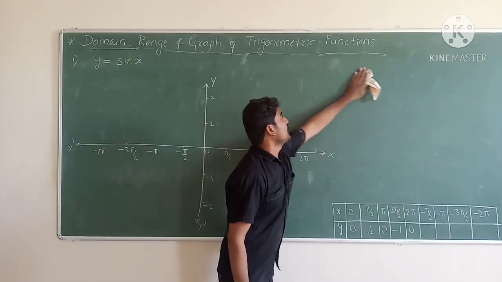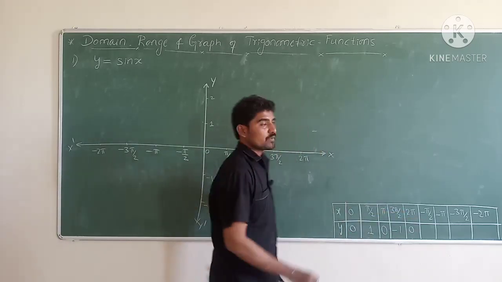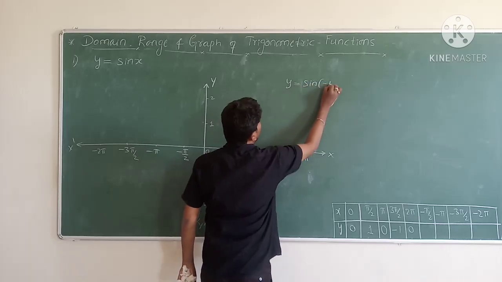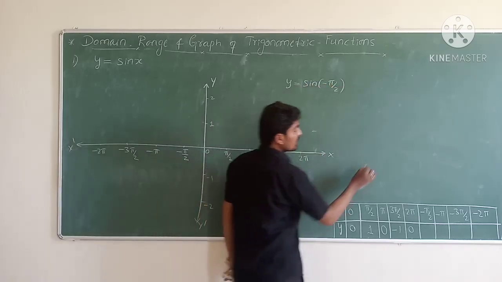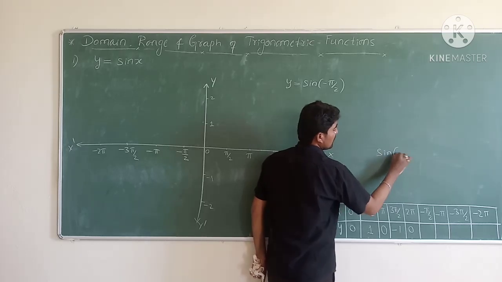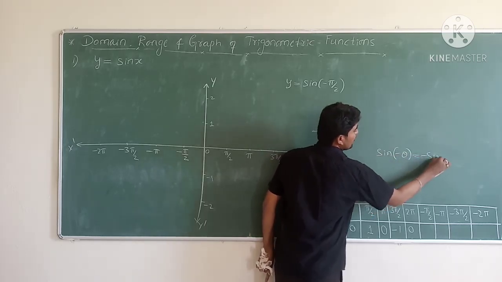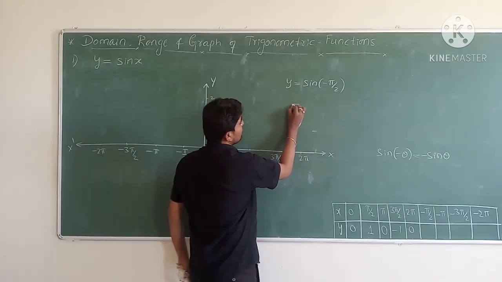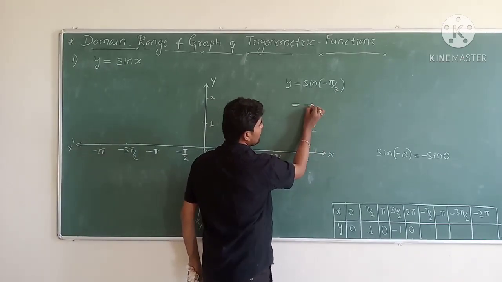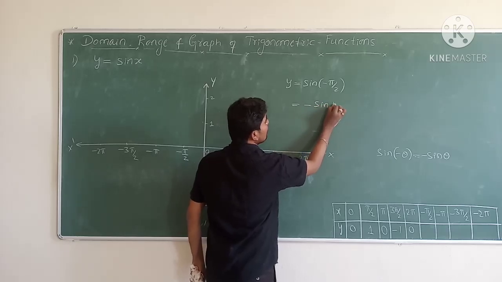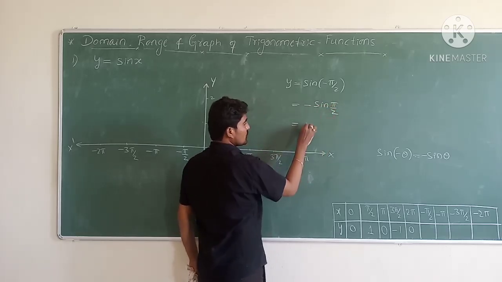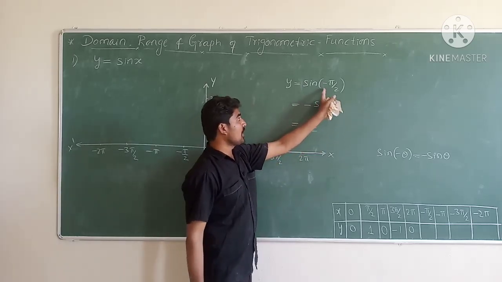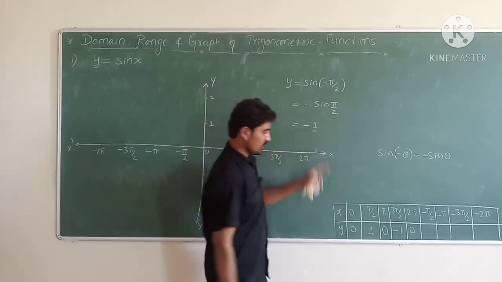Now, when x is equal to minus pi by 2, y is equal to sin of minus pi by 2. We know one formula: sin of minus theta is equal to minus sin theta. Here the value of theta is pi by 2, so it is minus sin pi by 2, and sin pi by 2 is 1. Therefore, when x is equal to minus pi by 2, the value of y is minus 1.